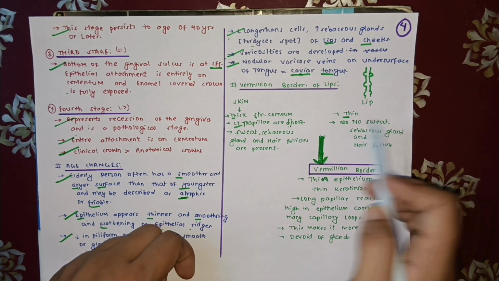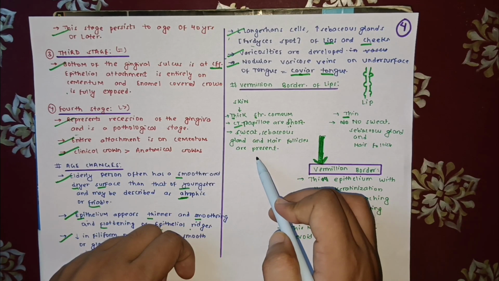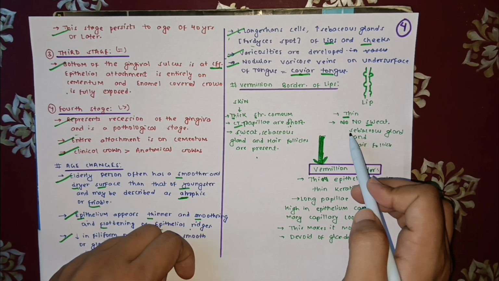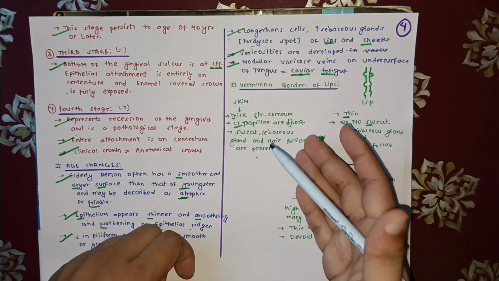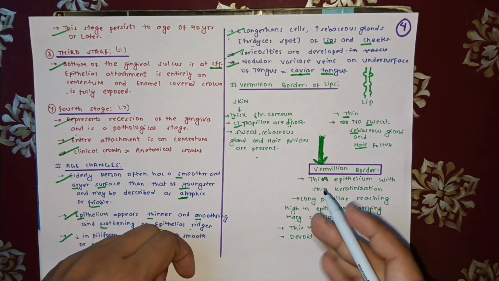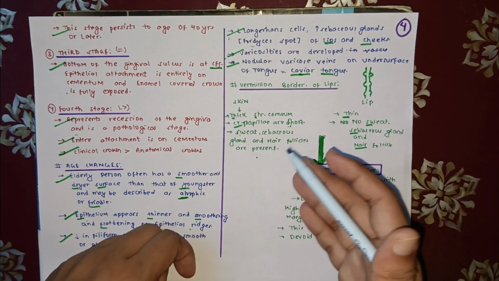They are also short in the lip. Sweat glands, sebaceous glands and hair follicles are present in the skin, but there is no sweat gland, no sebaceous gland, and no hair follicle present in the lip. In between them we have the vermilion border, which has intermediate features between the skin and the lip. So I have written it this way.